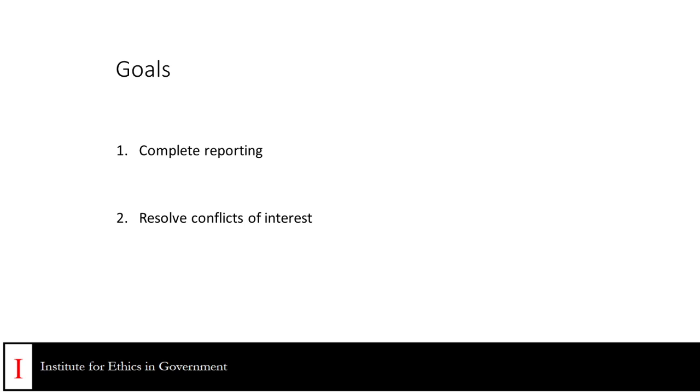When we're talking about the public financial disclosure system, we have two goals. One is complete reporting, and two is prevention of conflicts of interest. These are both important in the 278 system because these reports are publicly available. So if a citizen is to request a report, we want to make sure it's complete so they can understand it. We also want to make sure that we've resolved any conflicts of interest to prevent any reduction in the public's trust in government.